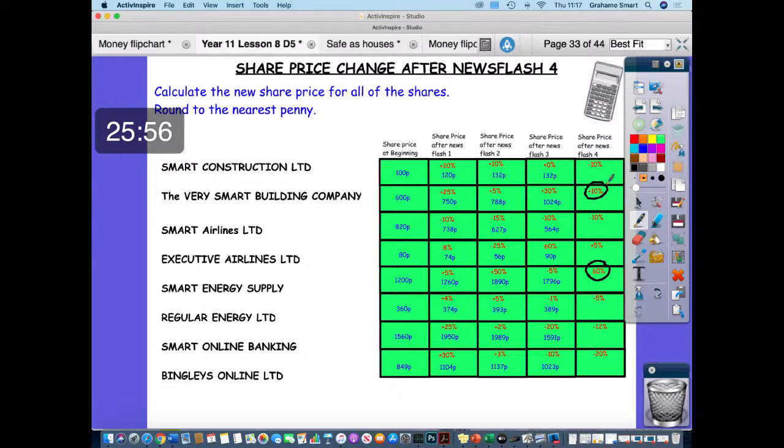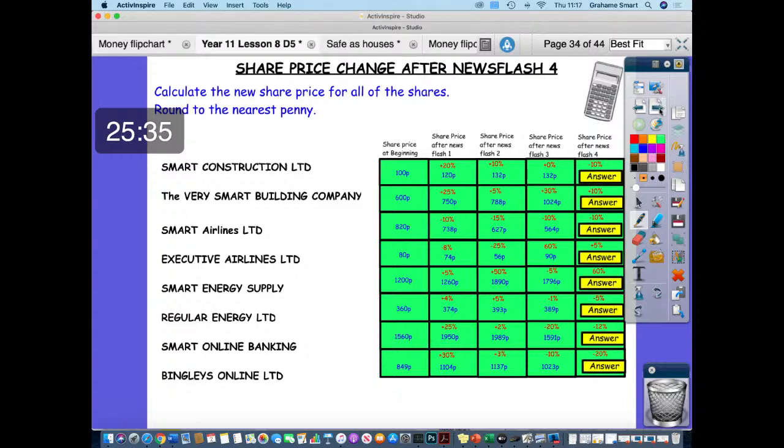And if you look at all the others, this one's going down. So that's a decrease, decrease, decrease, decrease. That one's going up. It's up 5%, and that one's down 20%. So definitely we've picked the right one here. Smart Energy Supply Limited, 60% increase. So now let's get on and do the trade.